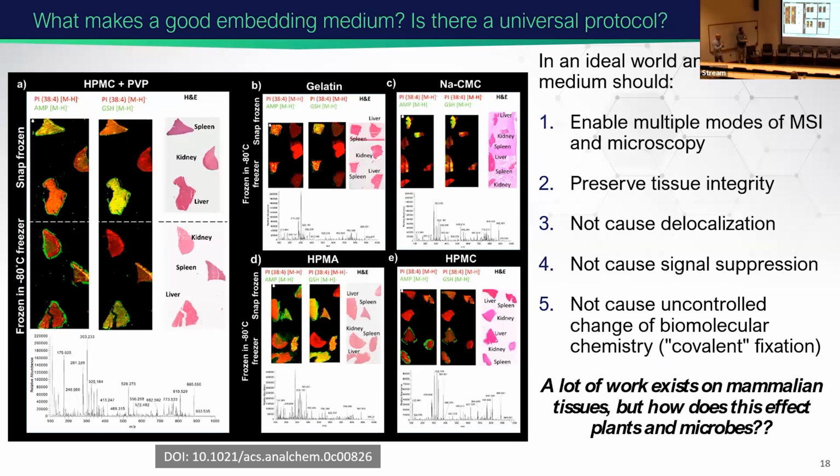So in an ideal world, embedding media are usually some kind of polymeric substances, either polypeptides like gelatin, for example, or polysaccharides. A lot of them we use as embedding material, and in an ideal world, this embedding material should enable multiple modes of mass spectrometry imaging, and of course we want to be able to do microscopy. After that, we can overlay ion images with histology, right? And then, as I already mentioned, the most important thing is to preserve tissue integrity.